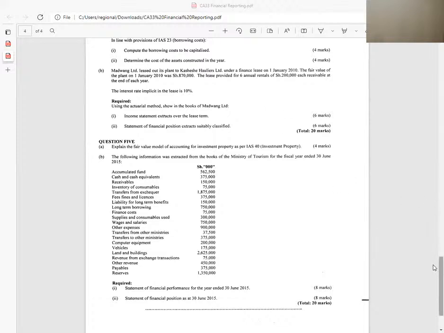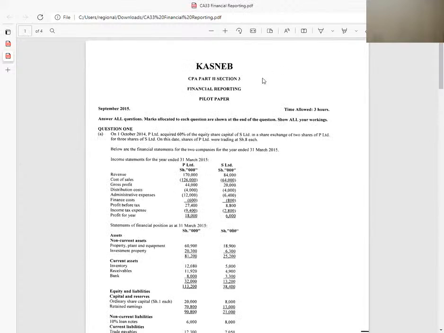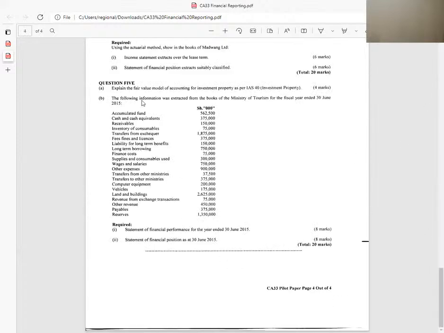So this is the question which came from the pilot paper, September 2015, question number 5. The following information was extracted from the books of the Ministry of Tourism for the fiscal year ended 30th June 2015. They want us to give them the statement of financial performance for the year ended 30th June 2015, and then the statement of financial position as at 30th June 2015.